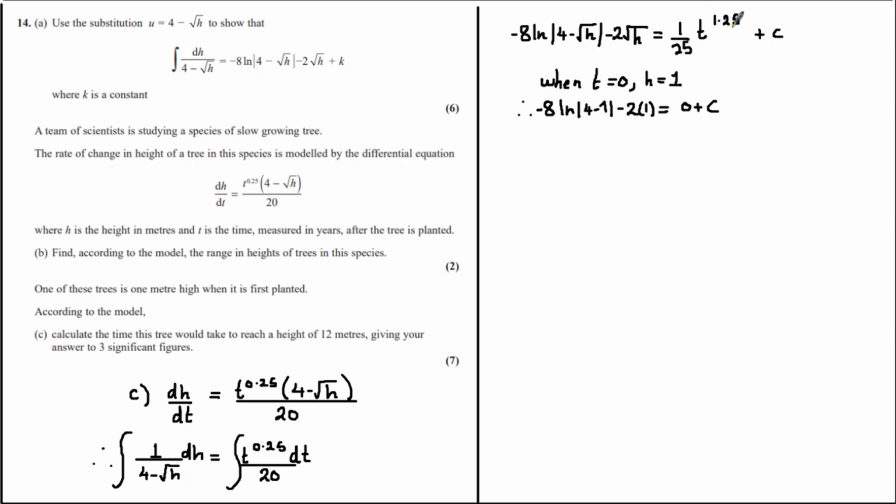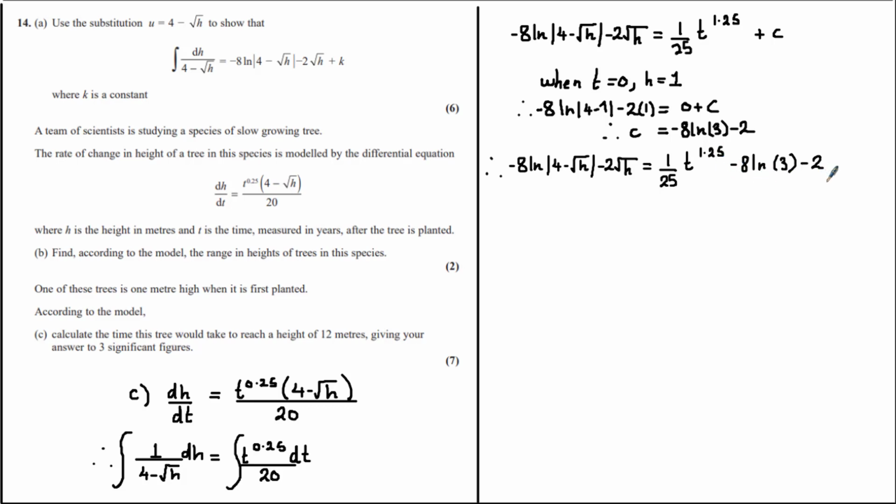So 0 raised to the 1.25 is 0, times the 1 over 25 is 0, plus our c. And evaluating the left hand side, we get that c is therefore equal to negative 8 ln 3 minus 2. So now we have a value for c. Let's sub it back into our first equation, and therefore minus 8 ln of 4 minus root h minus 2 root h is equal to 1 over 25 times t to the power of 1.25 minus 8 ln of 3 minus 2.